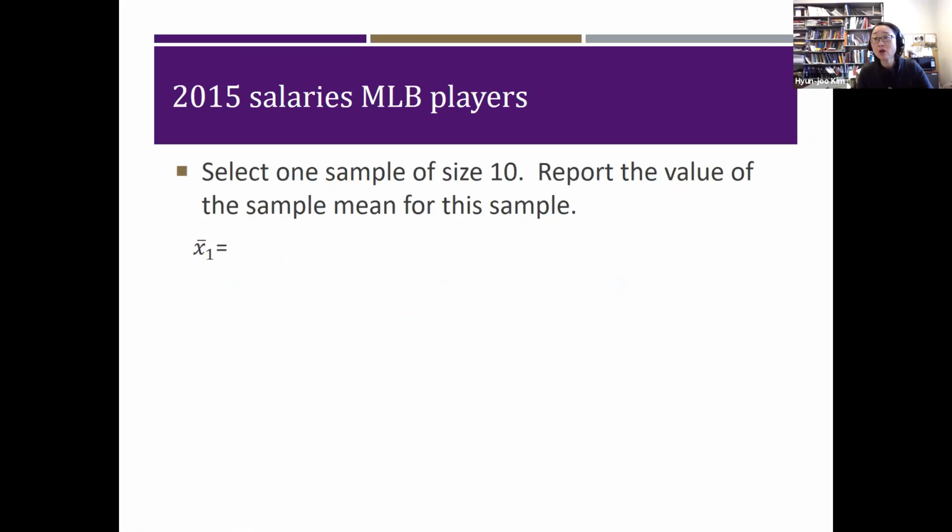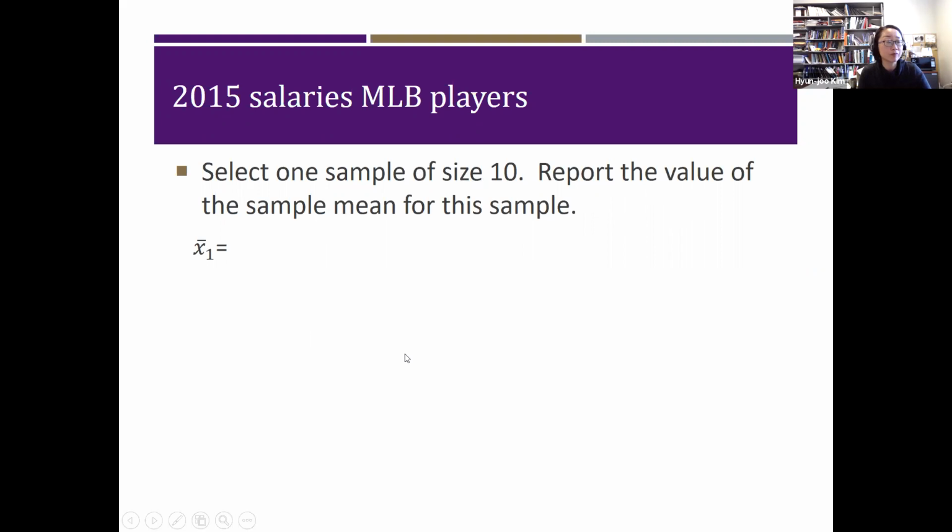Okay, so now we look at some characteristics of the population. We will go ahead and think about some sampling. So here's our population of size 868. We will first be thinking about selecting a sample of size 10. So first, we're just going to have one sample of size 10, and then we're going to calculate the mean of that sample.